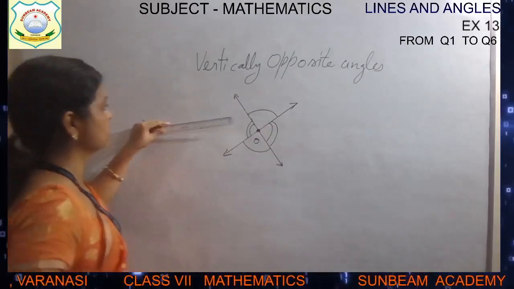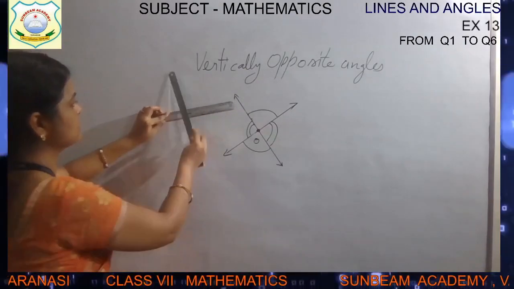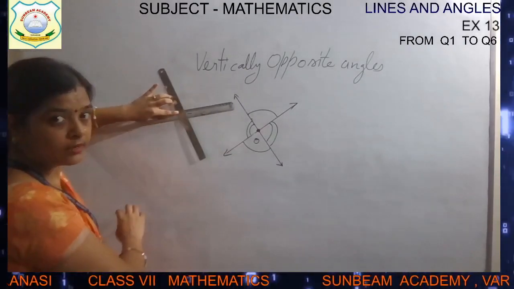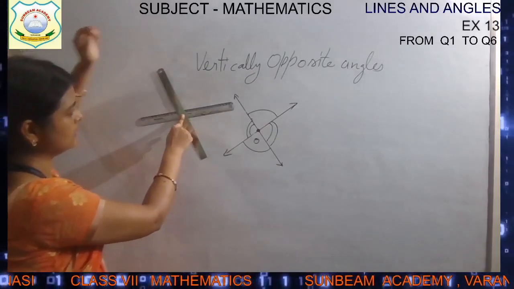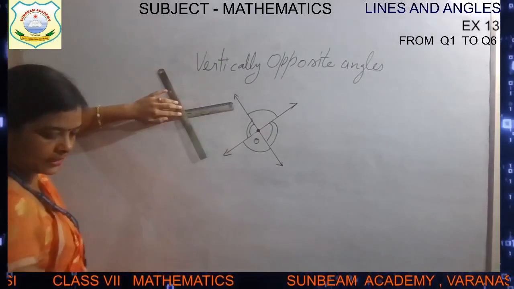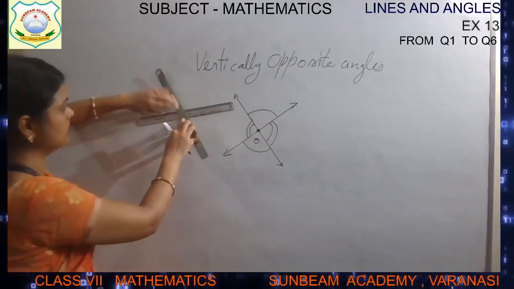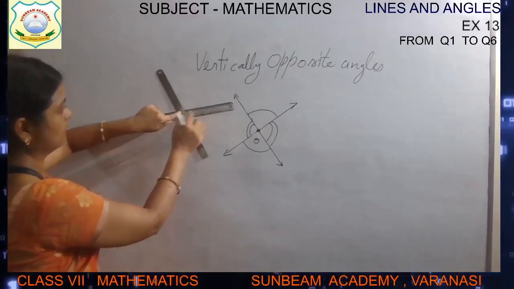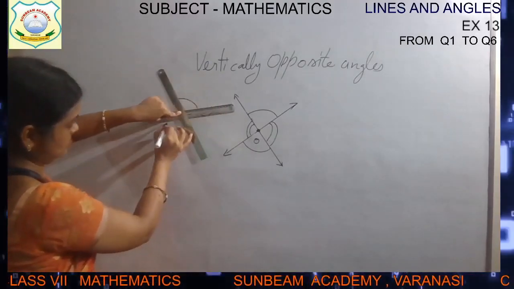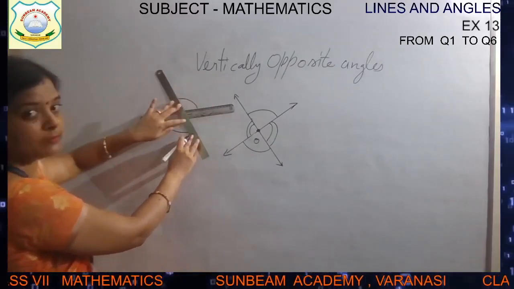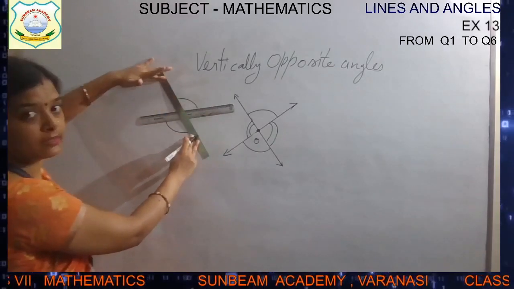हमारे पास two lines हैं, I am having two rulers, let's see. Okay, so which one are the opposite angles? Opposite angles बताइए, come on. Opposite angles, this one and this one will be opposite angle, and they will be same. Okay, they will be same.